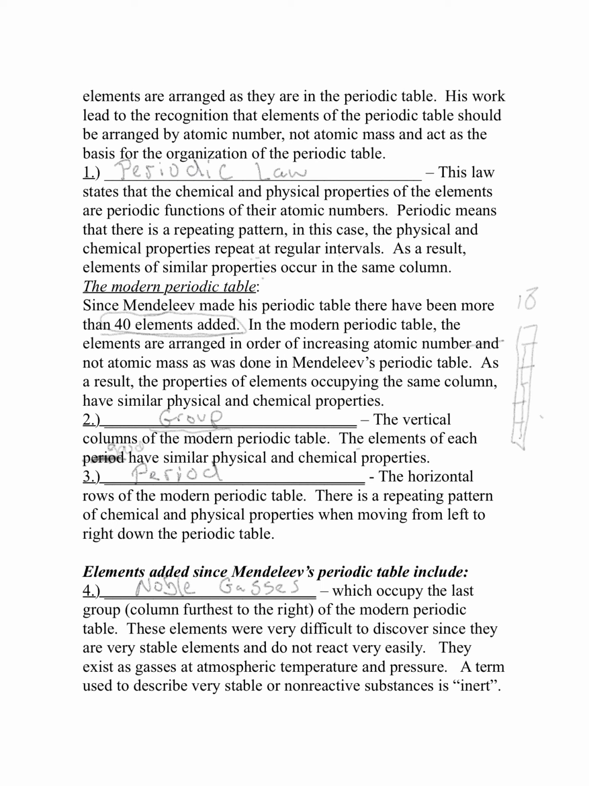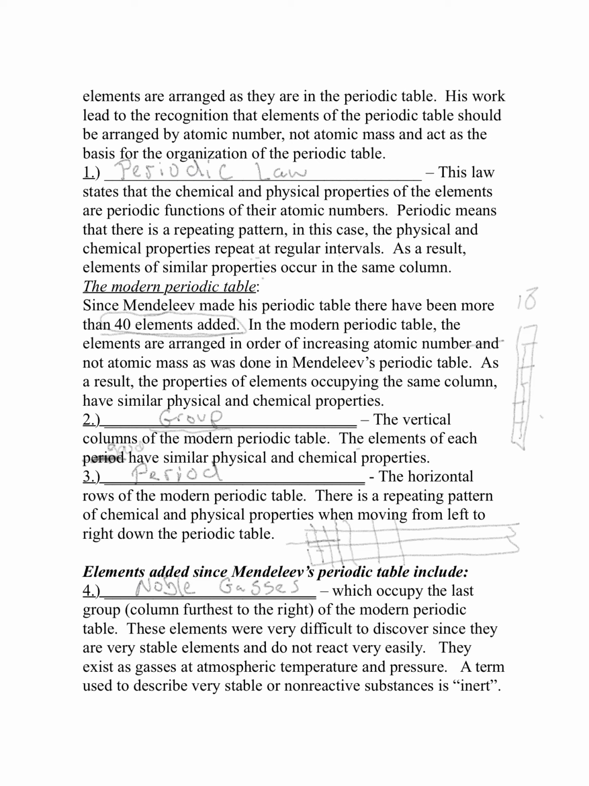If we have two periods, and I'll draw some groups going across. So this is just two periods. If I go from this element to this element, and I look at their physical and chemical properties, they're very similar. And if I go down the column to the next element in the group, they're still going to have the same physical and chemical properties.